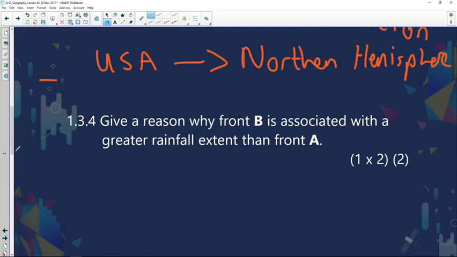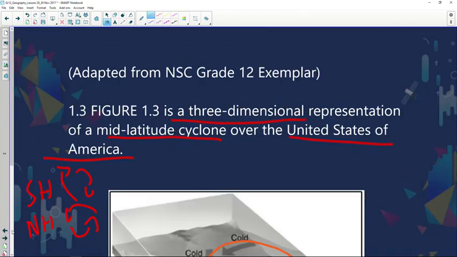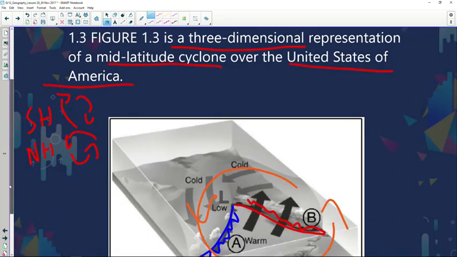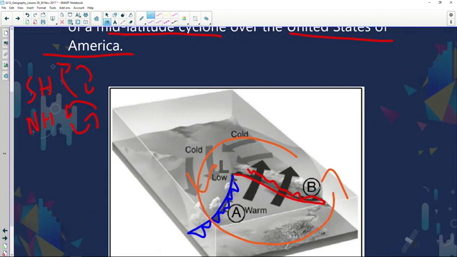Now, if you look at question 1.3.4, excellent question. Give a reason why front B is associated with greater rainfall extent than front A. Now, let's quickly have a look at front A and front B. Now they reckon there's going to be more rainfall at B than A, and you can actually see it with the amount of cloud cover. Do you see the amount of cloud cover over there?